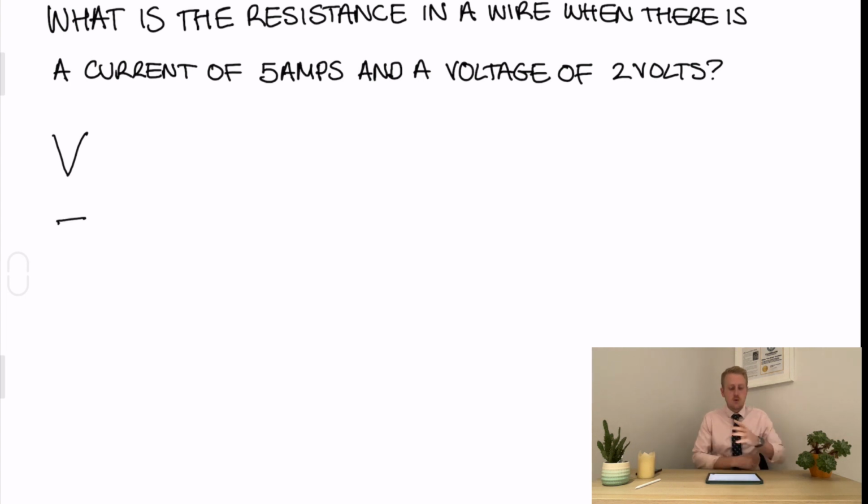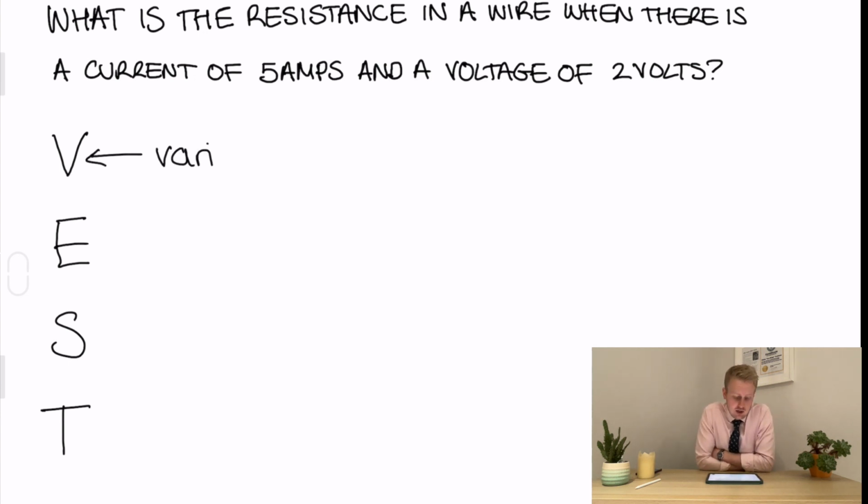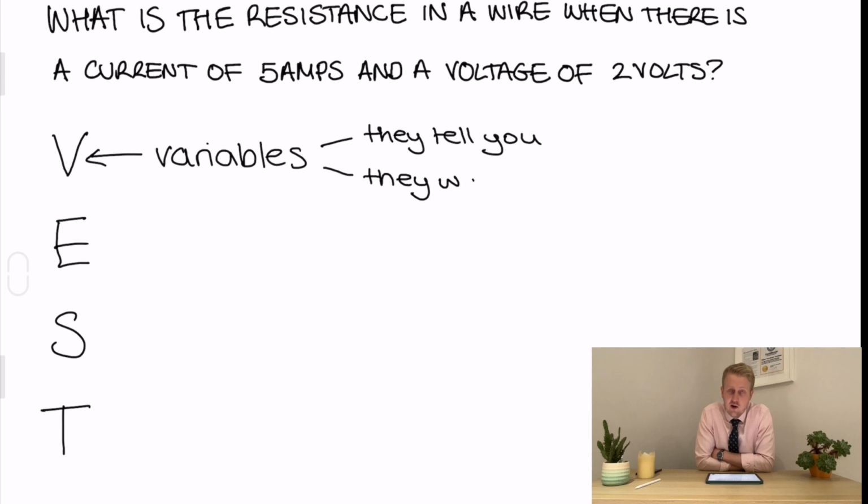And the first thing that we always need to do is we always need to write the letters V, E, S and T for variables, equation, substitute and transform. So V, this top one as I just said, is about the variables. These are the different things that they either tell you in the question or different pieces of information that they want you to find. Now, in this question, you can see that they talked about resistance, current and voltage. We'll come back to this in a minute though.